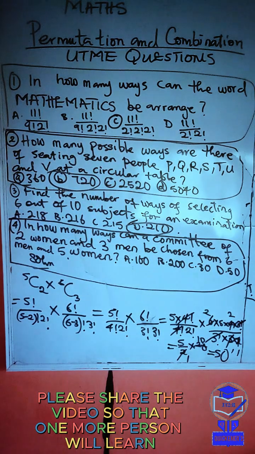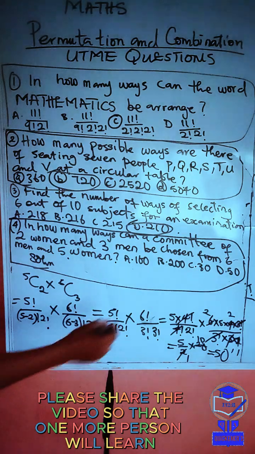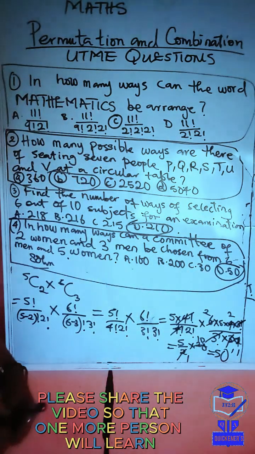I hope you are seeing that. 5 times 10 is what? 50. So our answer is 50. Option D.